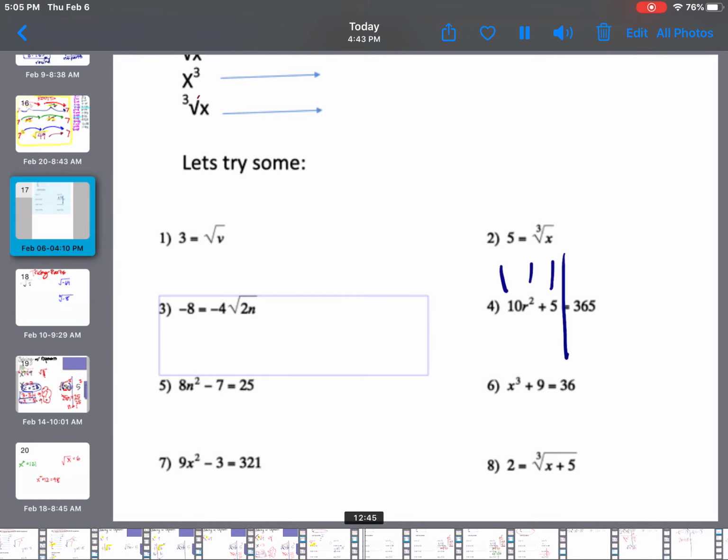So let's try number 4. These are the three parts of number 4 that need to be moved. Pause the video, and let's have you give this a try.